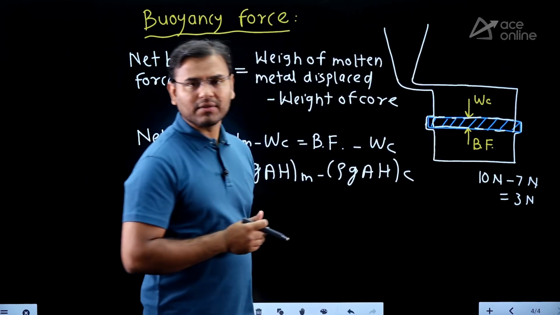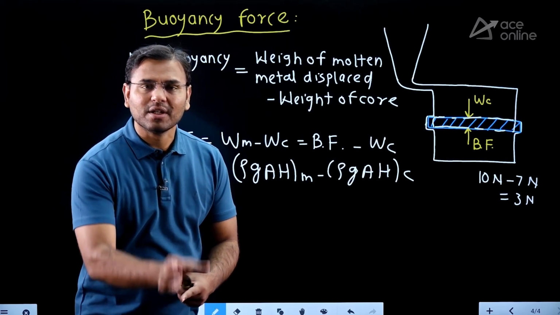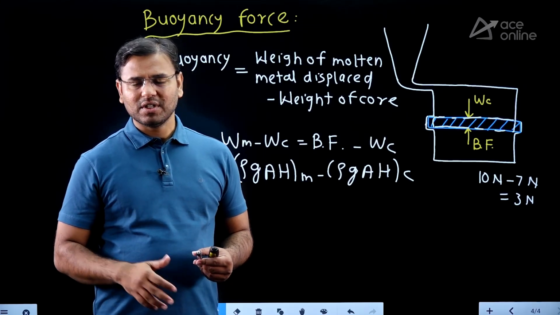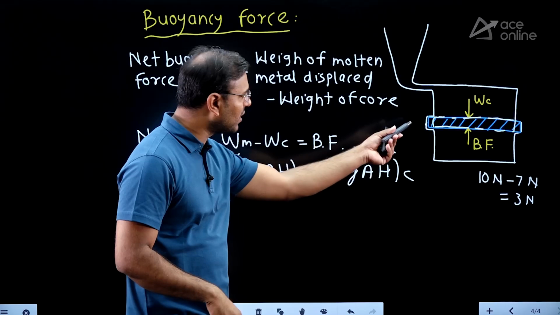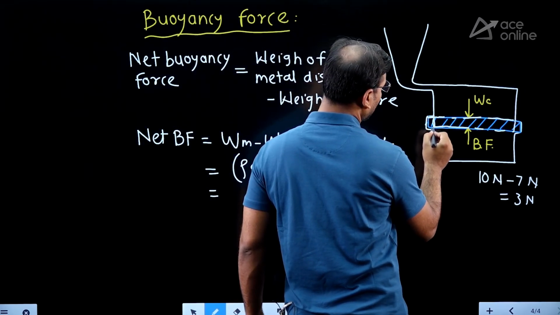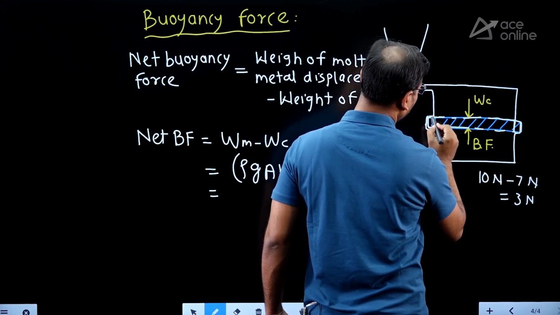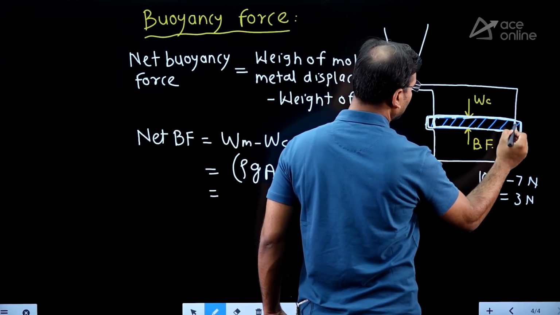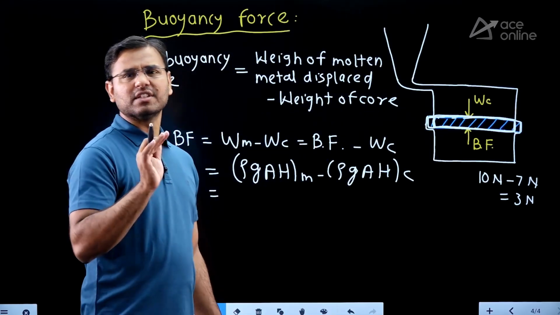Just take one example. There is one bucket of water. In that bucket of water I inserted my hand. Then whatever the volume of my hand, the same volume of water is displaced. In the same way, we are not considering the total volume of the core. The small volume we are going to neglect. Only from this point to this point, this volume, we are considering. The remaining volume of core we neglect because it is very small.